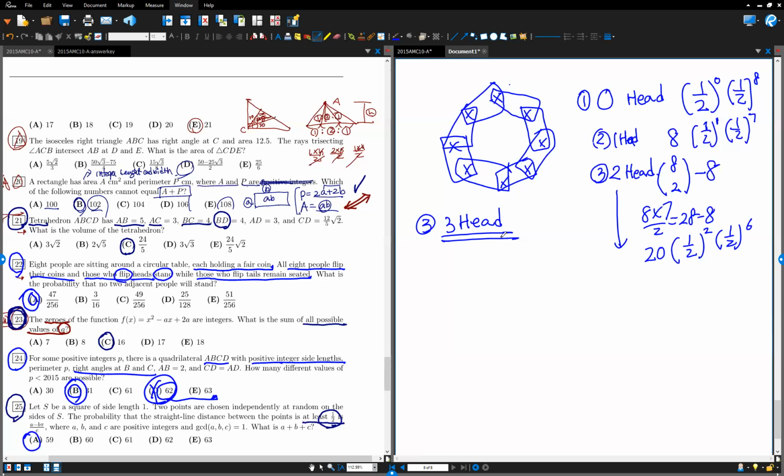So we choose 3. It doesn't matter whether it's adjacent or not adjacent. Every way we choose 3 heads out of 8. How many different ways? 8 combination 3, isn't it? 8 times 7 times 6 divided by 3 factorial, right? 56 cases. But out of these 56 combinations, we have to take out the adjacent heads. Case 1 is 2 heads adjacent.